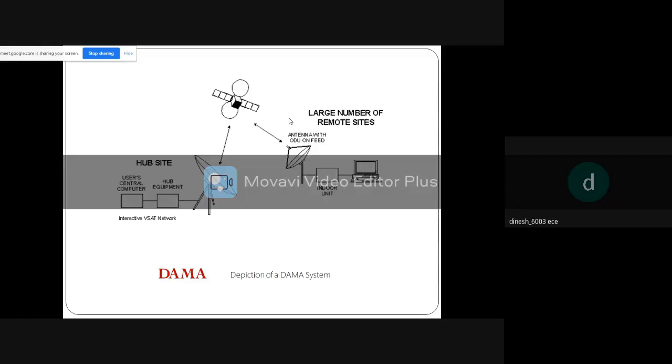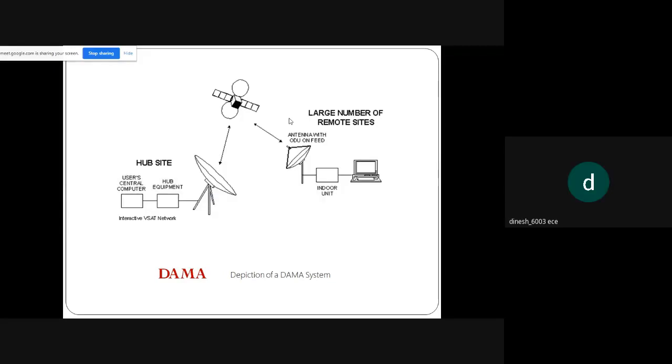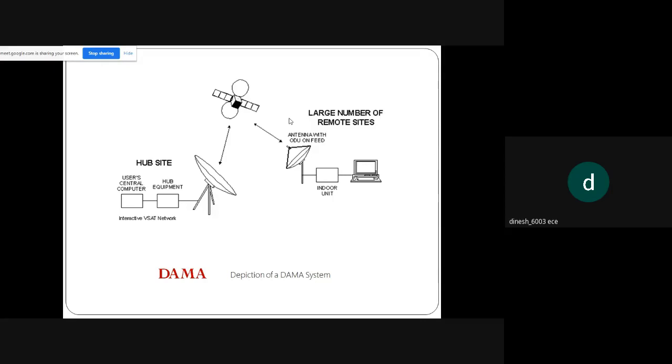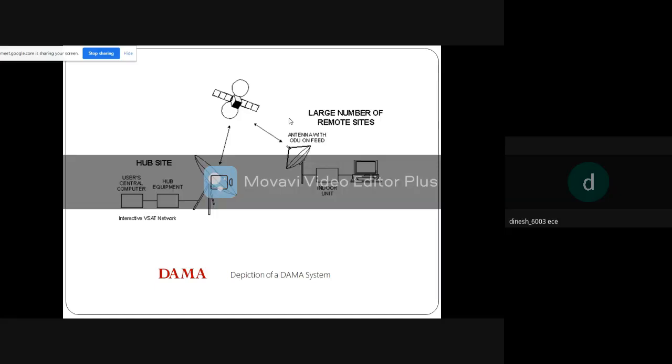You can see we have a satellite in space at the top. We have the interactive VSAT network, which consists of the hub equipment or the hub site where the user's central computer is present, connected to the hub equipment. That hub equipment is given to the antenna of the very small aperture terminal system, and that link is transmitted to the satellite. Then from that link to the remote sites, wherever we have an antenna at the receiver sites, it is given to PCs, systems, indoor units, television receivers, whatever might be.